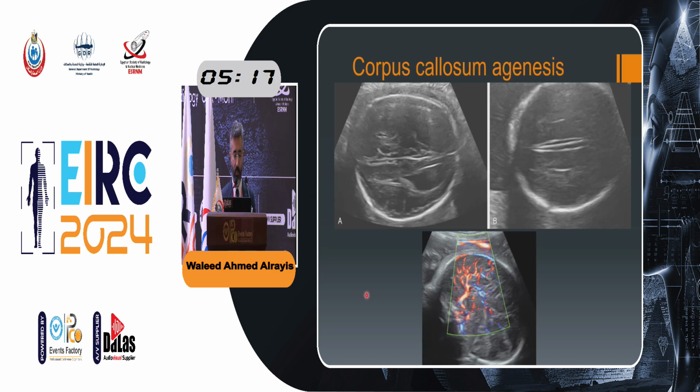In this case, we have axial views. We have indirect signs for corpus callosum agenesis. We have colpocephaly with teardrop shape of the ventricles. We have a three lines sign, and on color Doppler we can assess that the pericallosal artery is interrupted.